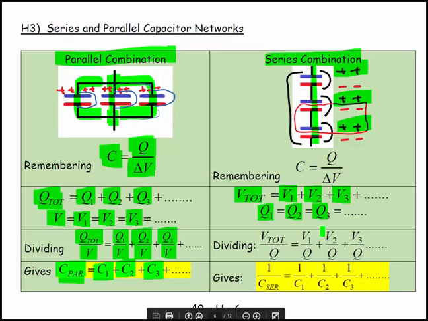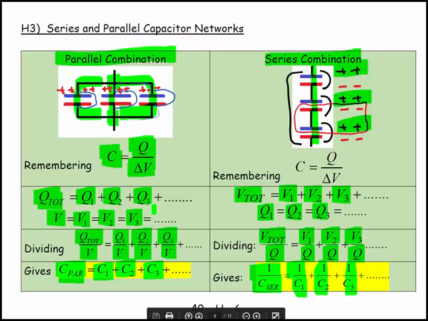Again, dividing, we get V total over Q is equal to V1 over Q plus V2 over Q plus V3 over Q. Okay. This is upside down. So 1 over C series is equal to 1 over C1 plus 1 over C2 plus 1 over C3. You don't have to remember that logic. It's useful if you can follow it.